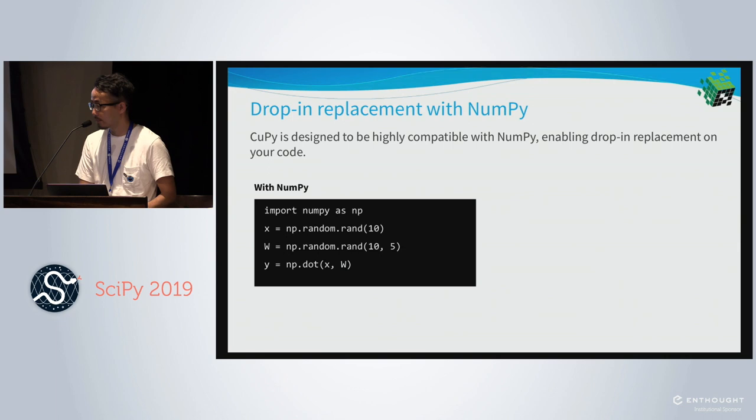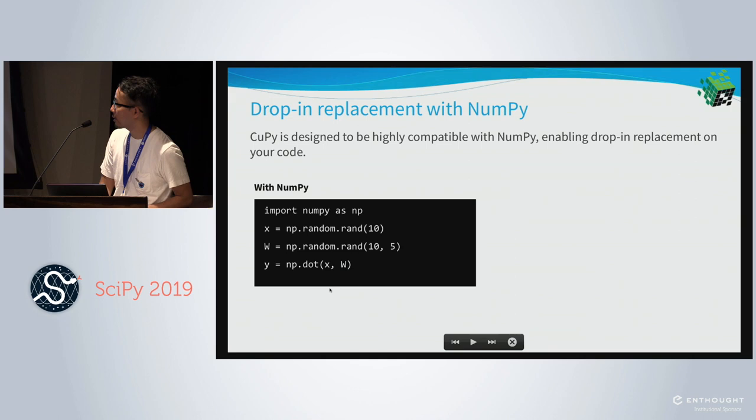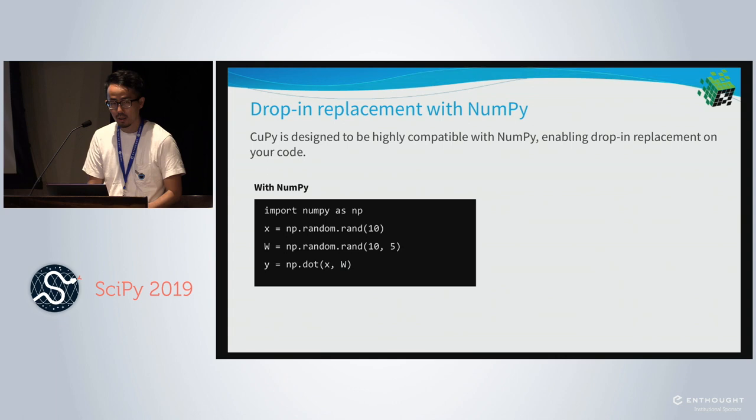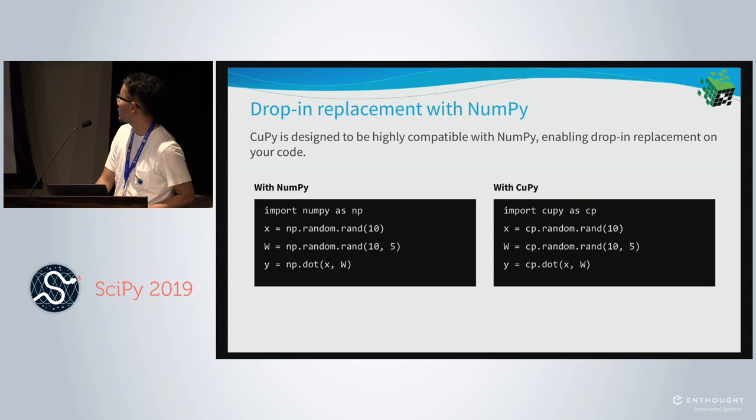This is a short snippet written with NumPy. First importing NumPy, then creating two n-dimensional arrays, then computing the dot product of them. Then, how does it look with CuPy? Here, it is completely the same except for the module used. First, importing CuPy instead of NumPy, then creating CuPy's n-dimensional arrays, then computing the dot product.